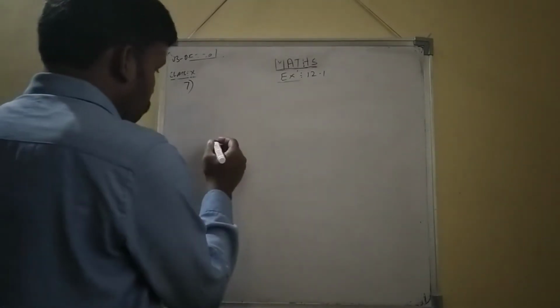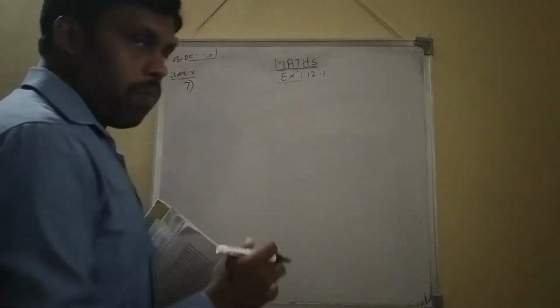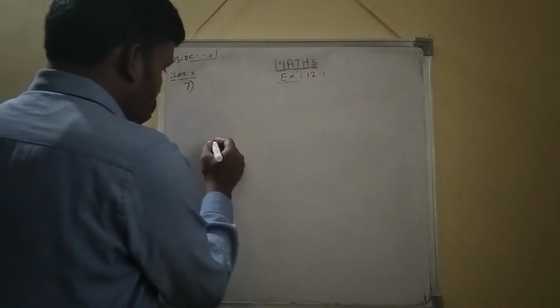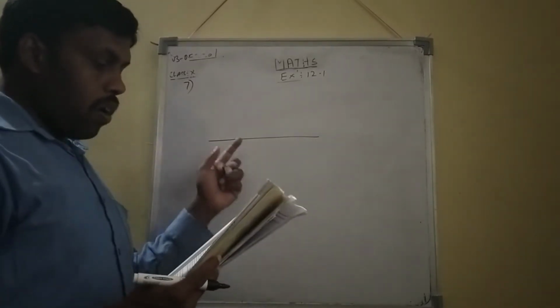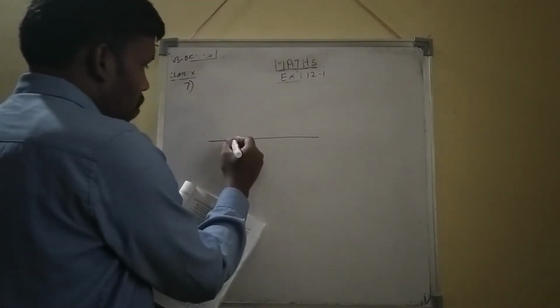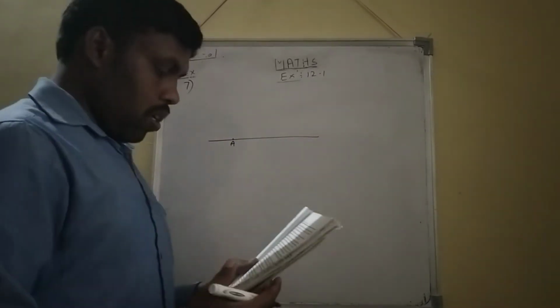So, as I told you, first we'll draw the figure. Very important in this chapter is how to draw the figure. If the figure goes wrong, the problem goes wrong. So we'll draw the ground here. From a point on the ground, let us consider this point as A. This line we have drawn is the ground.